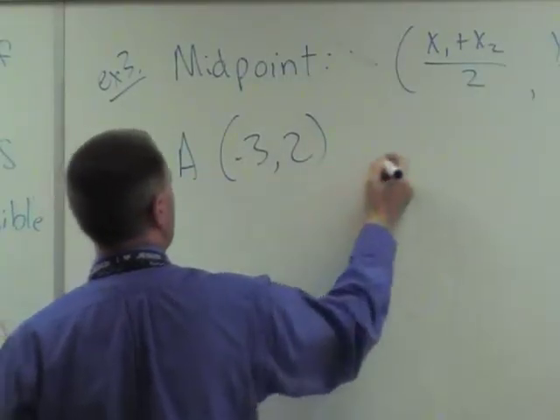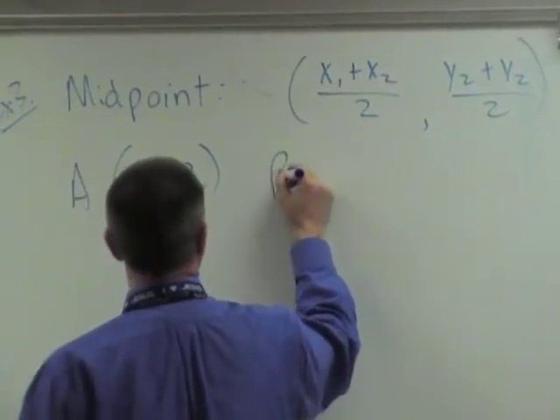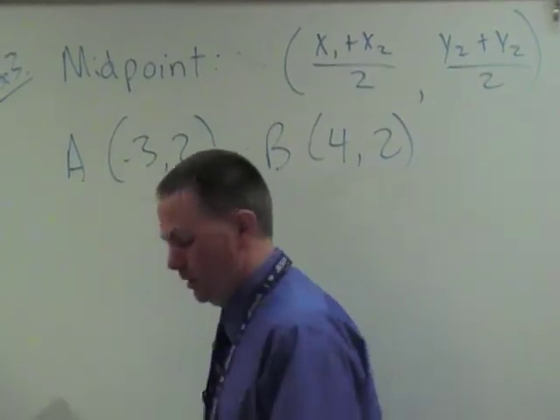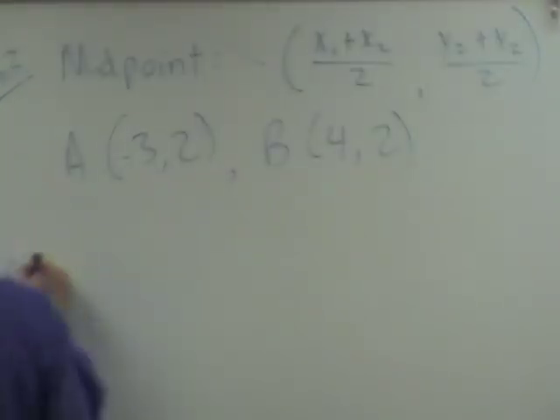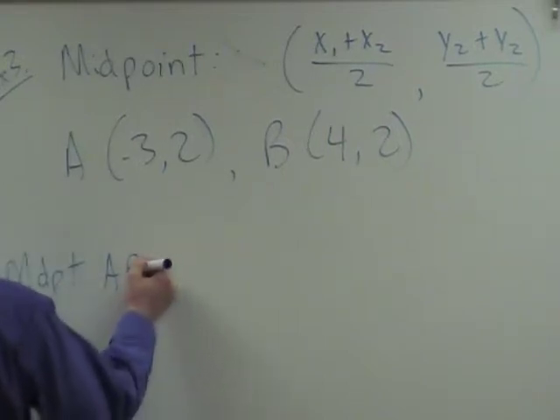Right. And Point A is at -3, 2. B is at 4, 2. So, find the midpoint of A, B.